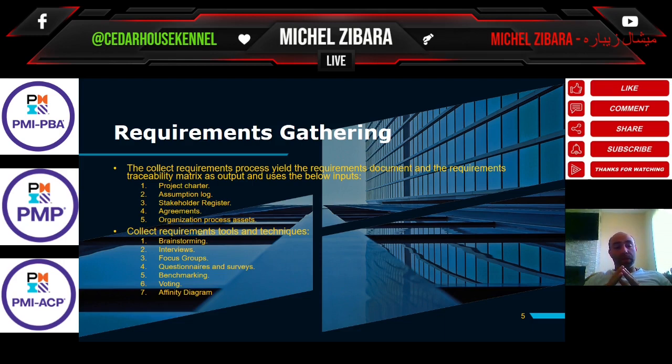Collect requirements: tools and techniques. So we've discussed the outputs, we've discussed the inputs. Now, what are the tools and techniques that help obtain the outputs, which are the requirements document and the requirement traceability matrix? Brainstorming, everybody is familiar with brainstorming, a very important tool and technique where everybody is summoned to be in one room. They share their ideas and they build on top of each other's ideas.